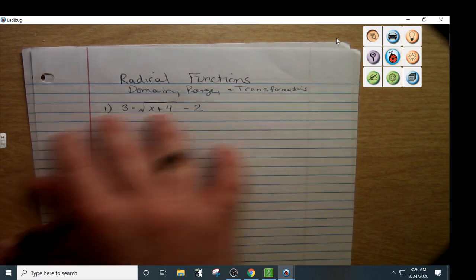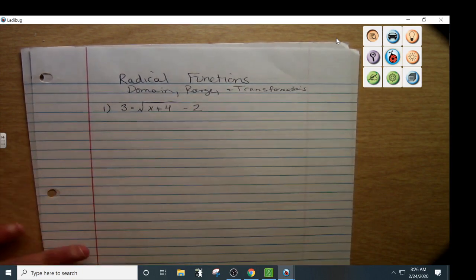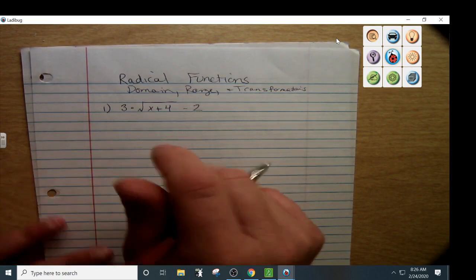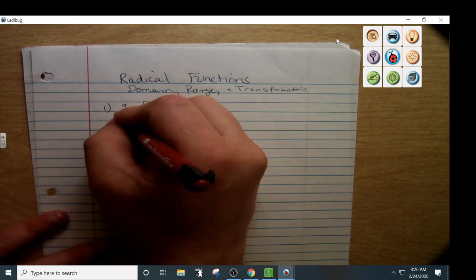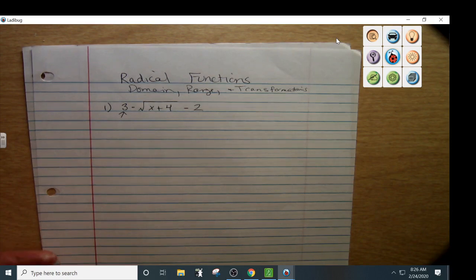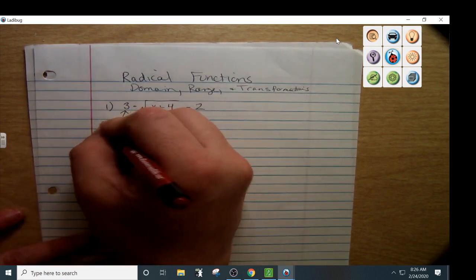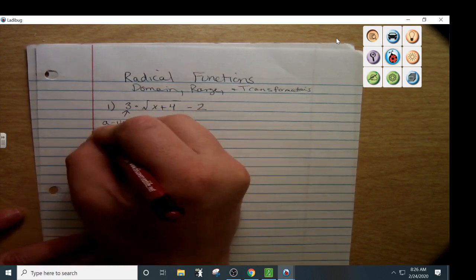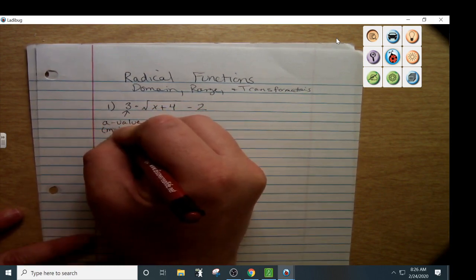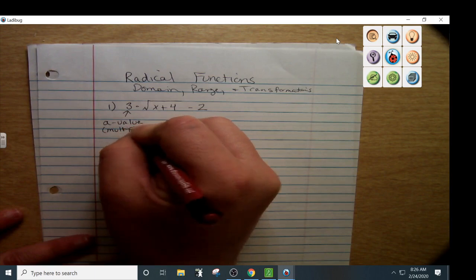Okay, guys. So let me show you as far as domain and range. Now, guys, I'm gonna give you a little bit of vocabulary here. This is what they call your A value, sometimes known as a multiplier.